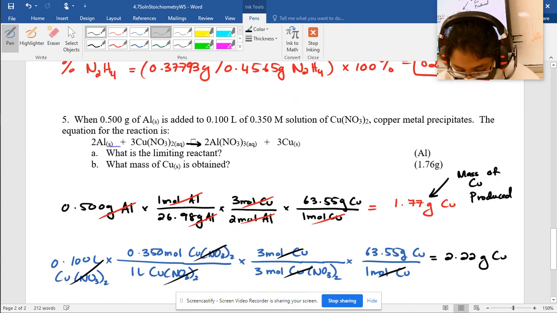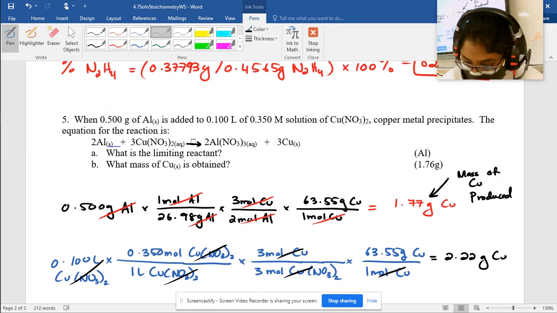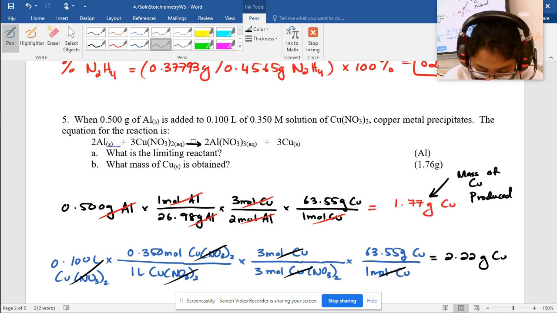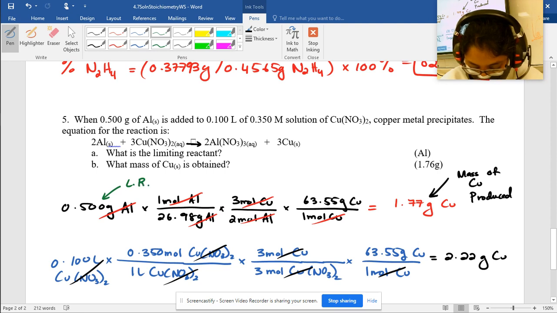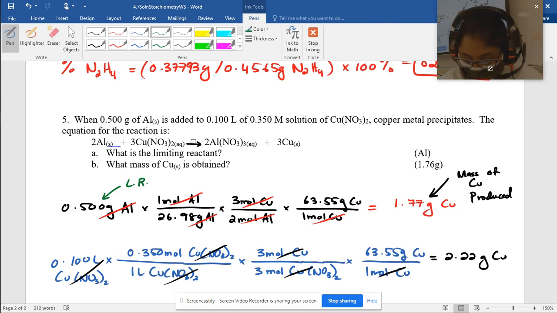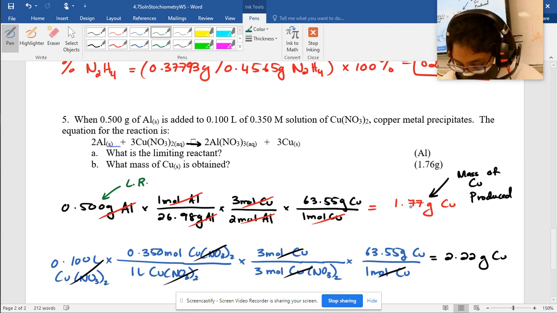and that the reactant that produces that mass of copper, why didn't it change to green? I picked green. Hello. Okay. The reactant that produced the theoretical yield is my limiting reactant, which is aluminum. There we go, a little throwback to a limiting reactant problem.